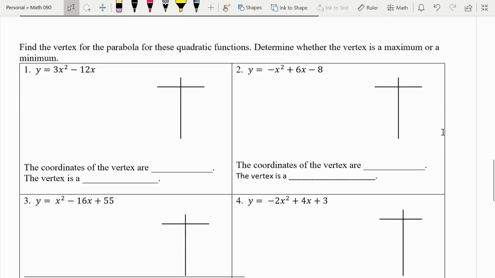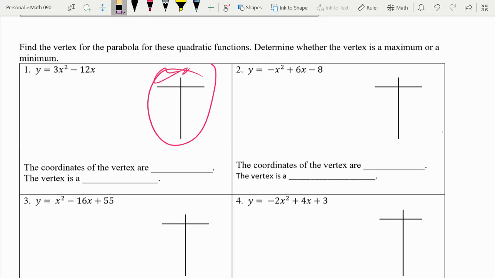So they want us to find the vertex. I'm not really sure what that's about, I'm just going to leave that alone. But they want us to find the vertex. Well, there's A, there's B. B happens to be negative, so don't forget that negative. And then C, because there's no C, C is equal to 0.